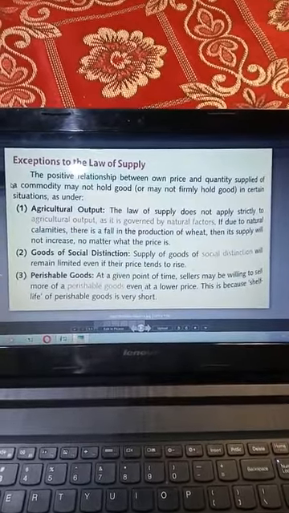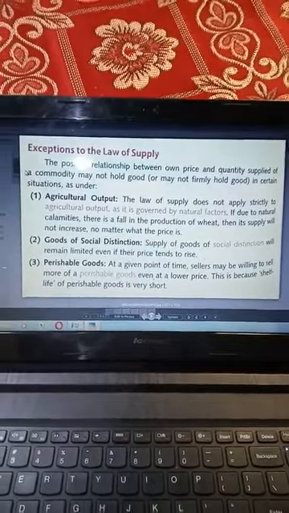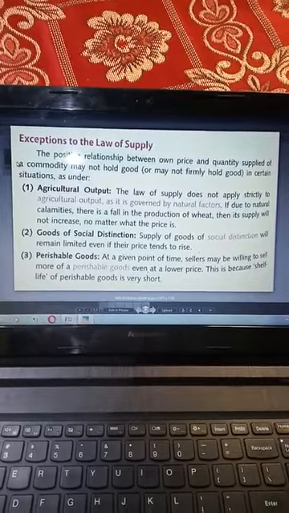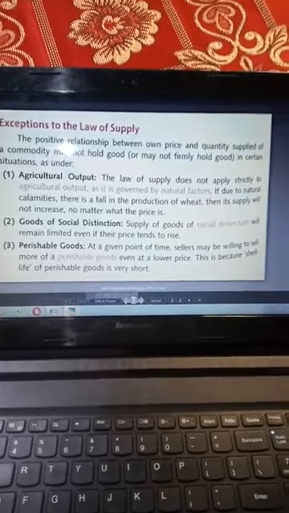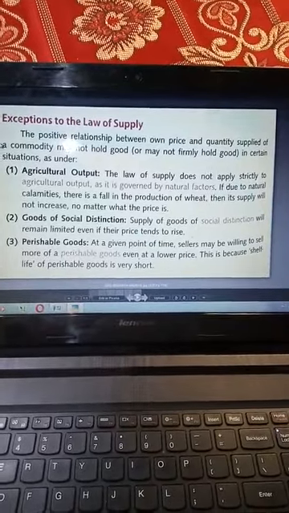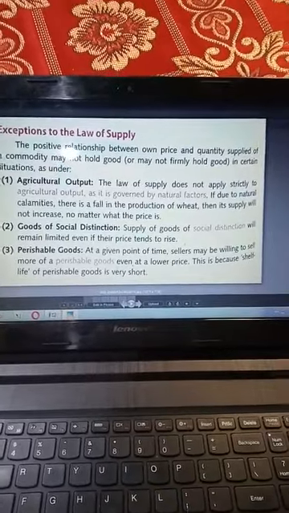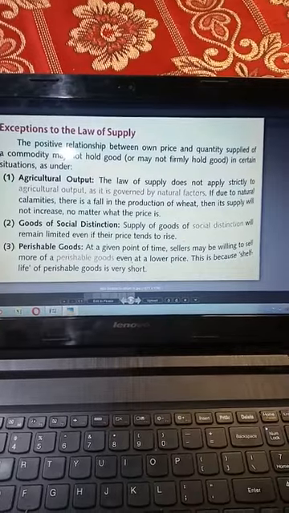All of you are aware that there is a direct relationship between Px and Qx, but sometimes this situation does not hold. Like I have mentioned here, three situations are there. Firstly, agriculture output. Secondly, goods of social distinction, and third is perishable goods. Law of supply does not apply strictly on agriculture output because it is governed by natural factors.